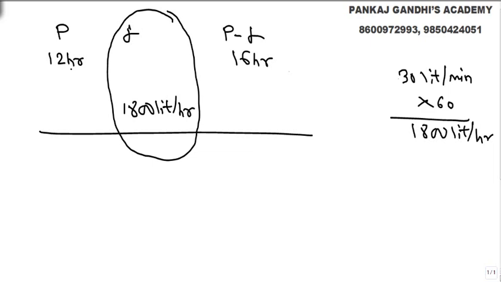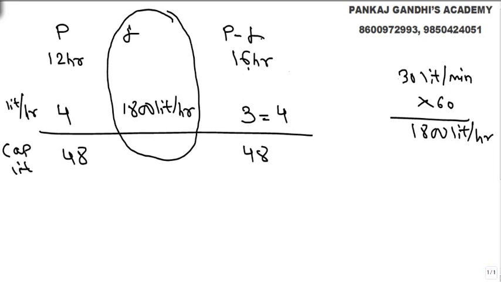The pipe alone can fill the tank in 12 hours, but when the pipe is filling and leakage is emptying, it needs 16 hours to do the same. Alone in 12 hours, together in 16 hours. We assume, let's say, the full tank is 48 liters. In 12 hours, the pipe fills 48 liters, so per hour is 4. In 16 hours, together they fill 48 liters, so per hour is 3. The pipe per hour fills 4 liters. Pipe minus leakage per hour is 3. Out of that, the pipe filled 4, so simply leakage per hour is 1.